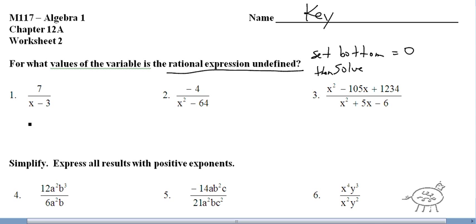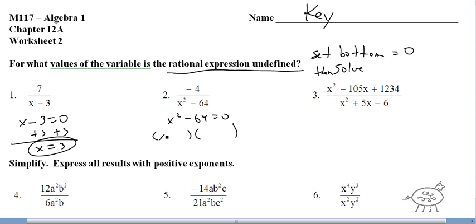So it's easy. X minus 3 equals 0. Add 3 to both sides. X equals 3. There you go. That's the answer to that one. Next one. X squared minus 64 equals 0. You can factor it if you want. X plus 8, X minus 8 equals 0. So X equals negative 8 and positive 8.